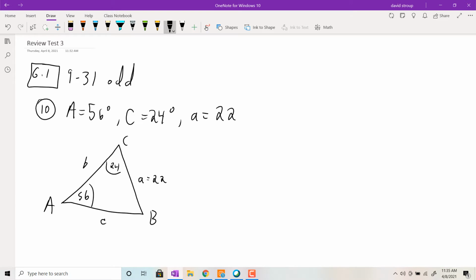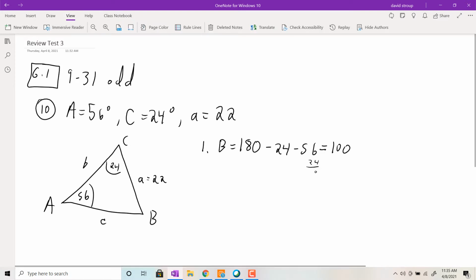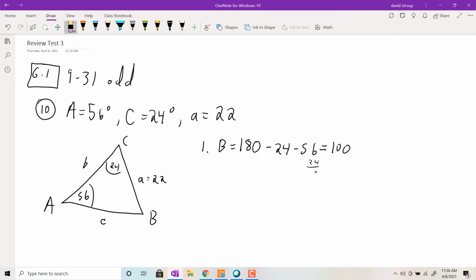Okay, so the lowest hanging fruit is that angle B. Just from our knowledge of triangles in general, we can get angle B by taking 180 and subtracting away the two angles that we know. So doing that will give us, I believe, 100 degrees. Yeah, 100 degrees. Okay. Once you get that, then you could use the law of sines to chip away at the other unknowns.